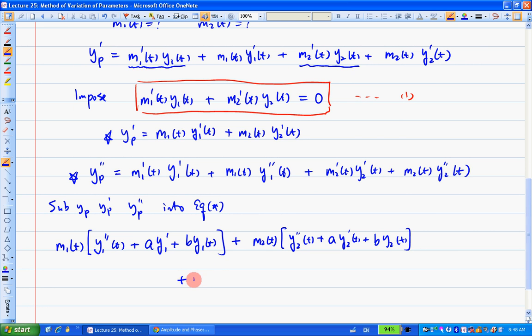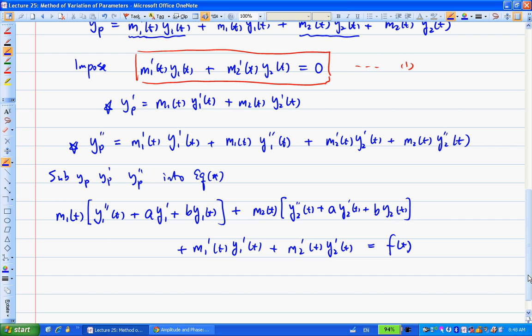And then plus m1 prime y1 prime plus m2 prime y2 prime equals f of t. So it's actually quite a neat expression, not that messy.